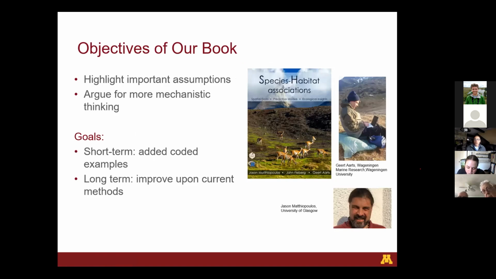So this is a big reason why Geert Arts and Jason Mathiopoulos and I have been working on this book, to highlight some of the important assumptions that are behind these approaches, and to really argue for the need for more mechanistic thinking when trying to model species distributions or habitat selection. So we've put out this book with a foundational first 3 chapters, and we're going to be continuing to work on this and hope to put out future editions. In the short term, we're looking to add more coded examples in the next year or two. And in the long term, we want to develop more mechanistic approaches to modeling species distributions.